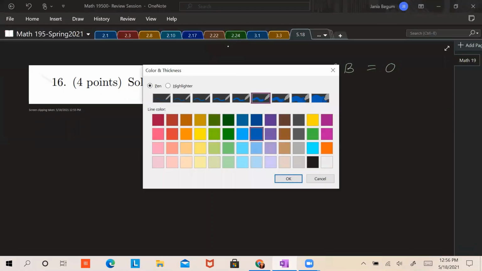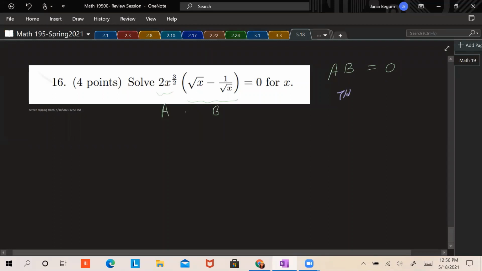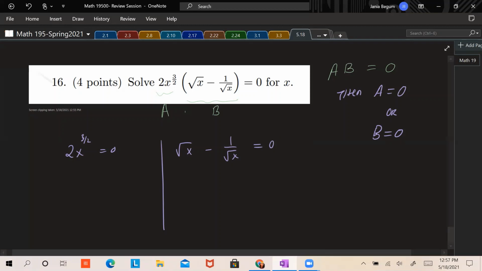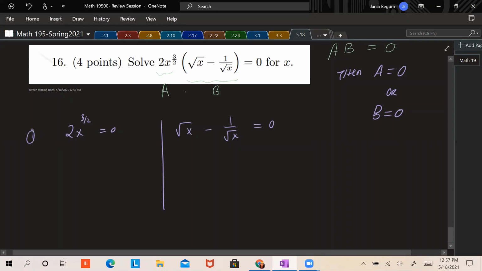Because from the zero product property, we know if a times b equals 0, then either a is 0 or b is 0. Right? We know that, so we're going to use that. So I know 2x to the 3 halves is 0, or the square root of x minus 1 over the square root of x is equal to 0. If I set the first one equal to 0, what is x equal to? We can divide both sides by 2, then square both sides and take the cube root, and you get x equals 0. So that's for the first equation.